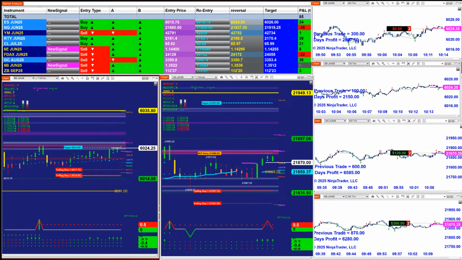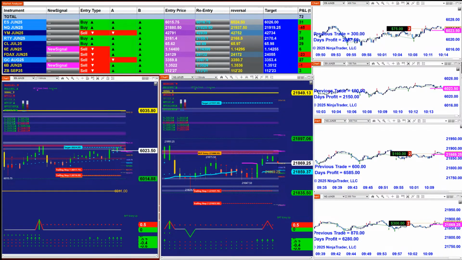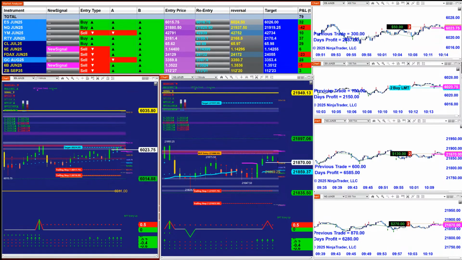On the Nasdaq 350 ticks, we are up 250, and on the 400 ticks, we have 110. So for a day like this, we have a new sell signal on the 6E, and we have a sell signal on the 6B as well. So we're doing fine on a day like this. Even if you flatten everything right now, you're doing very well. You walk away with a profit.